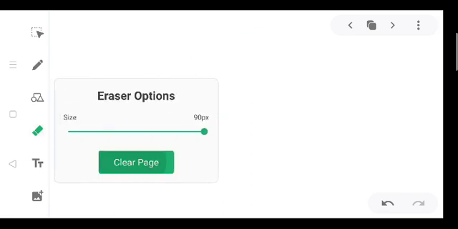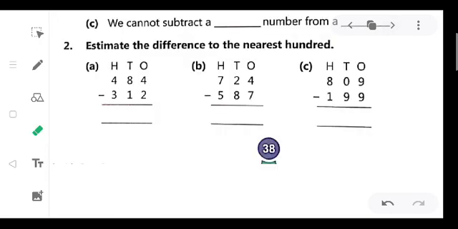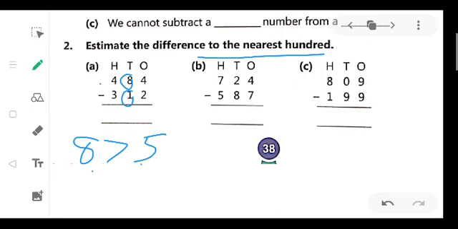Next question, question number 2. Estimate the difference to the nearest 100. For estimation to the nearest 100, I told you we will check only the tens place digit, not the 100 place, and we will compare it with 5. If the tens place digit is greater than 5, here the tens place digit is 8 and 8 is greater than 5, then the 100 value will be increased. It will become 500.